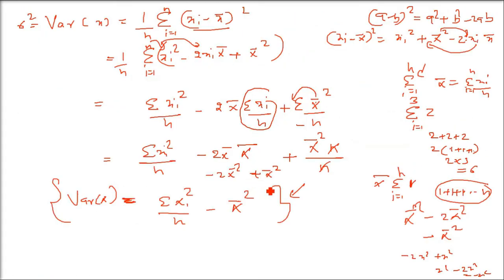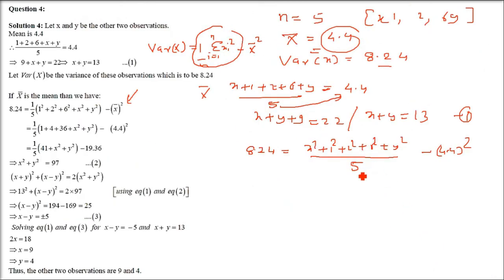Okay. So the same thing we have done with the numbers, with the values being given. Now you can just solve it. Take 4.4 whole square here, so it becomes 8.24 plus 4.4 whole square. First add 8.24 plus 4.4 whole square, then when you take this to the left hand side, multiply the whole by 5.